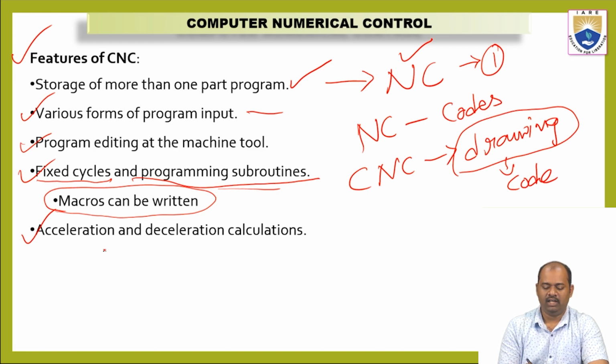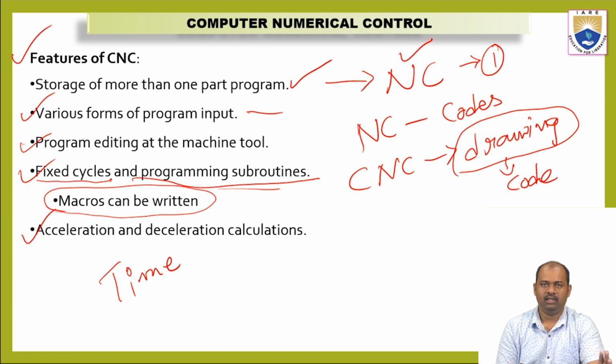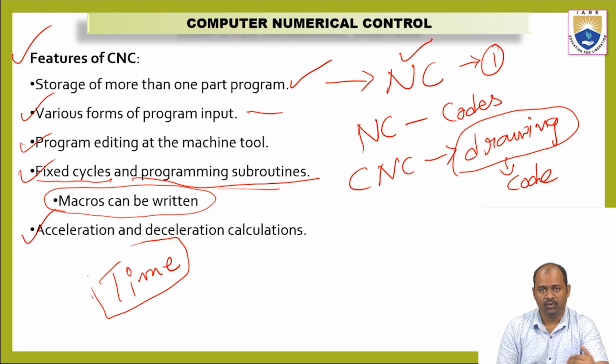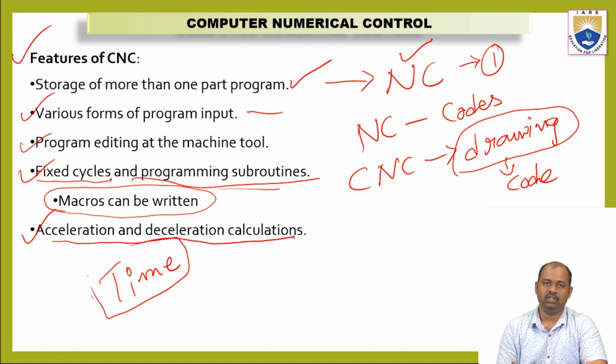We have to calculate the time taken for each object being produced. Suppose I have a CNC machine and I want to produce a tool, or any object. The time required for this object should be calculated based on the tool loading time, tool unloading time, tool processing time, and machine accelerations and decelerations also. All these calculations can be given by a CNC machine. The CNC machine will give you this data automatically.